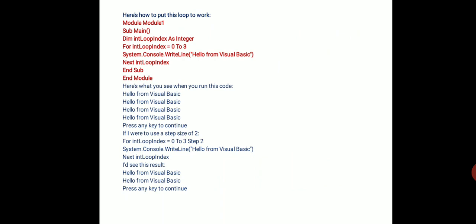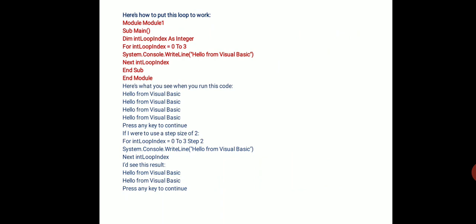Again, it is for 2. It will print hello from Visual Basic, and it will print it 4 times, because 0, 1, 2, 3, and 3 is the end. So when it reaches the end value, it will exit. Okay, it will come out from the loop.